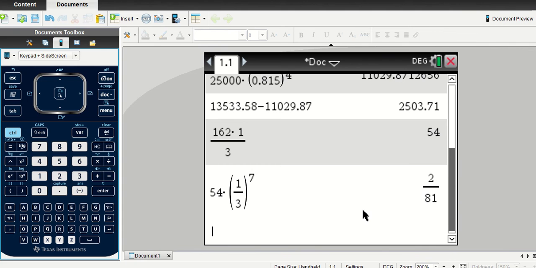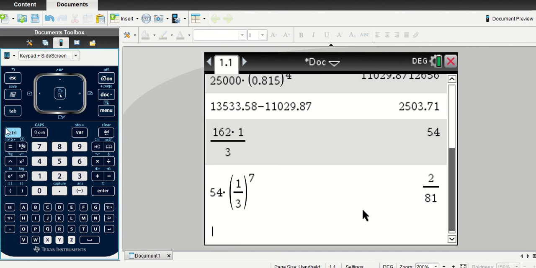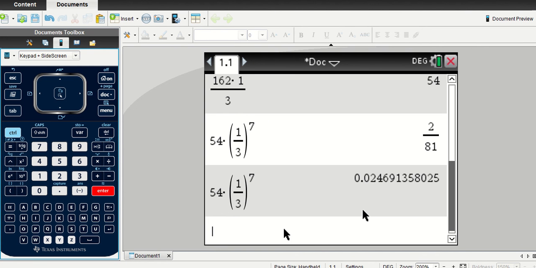And I get 2 over 81. So a sub 8 equals 2 over 81. All right, and if you wanted to, I could click Control Divide, and I would get that as a decimal, which is that crazy thing right there.